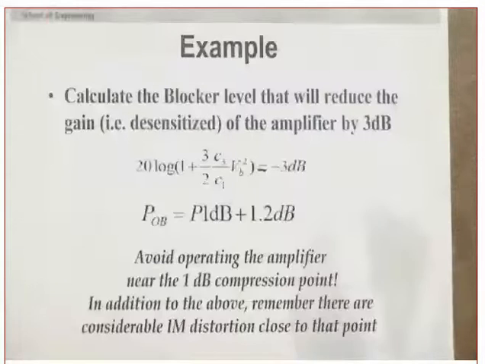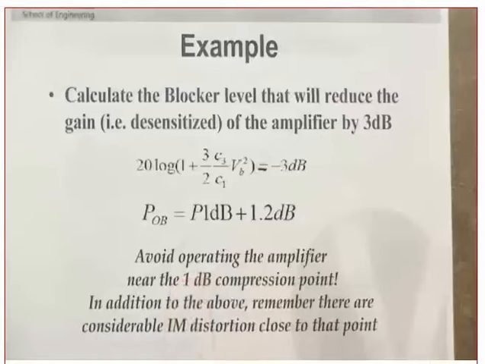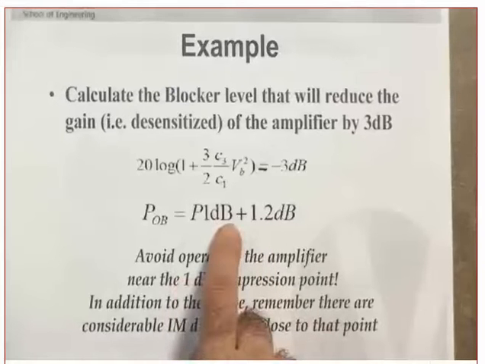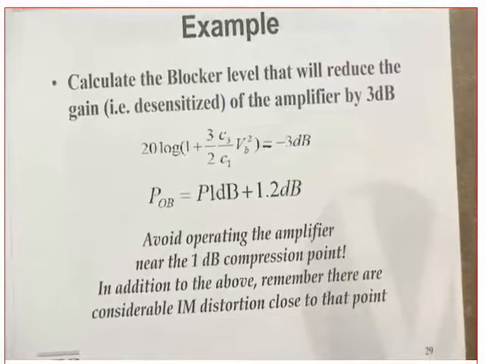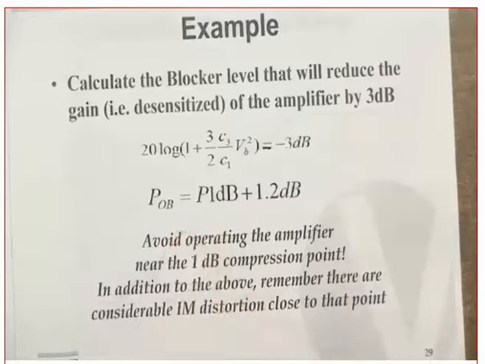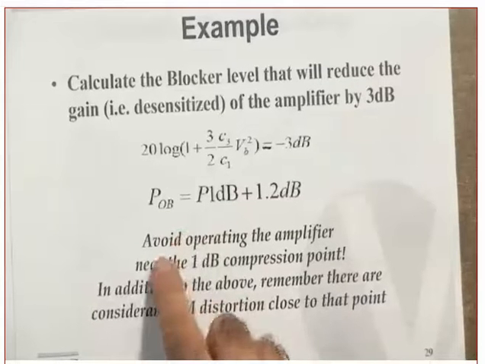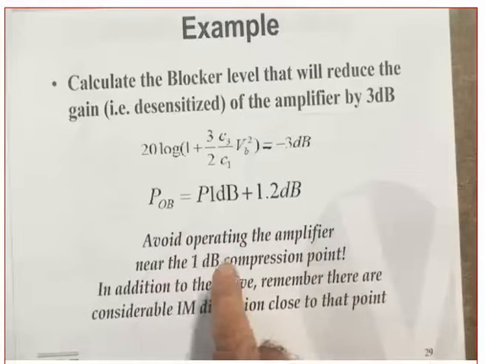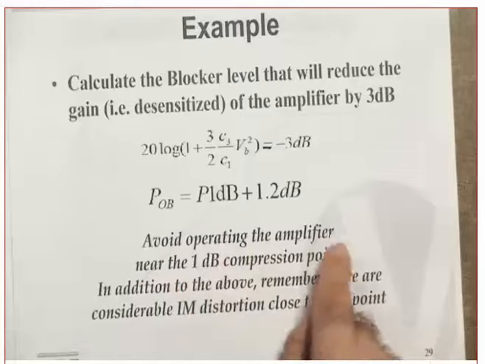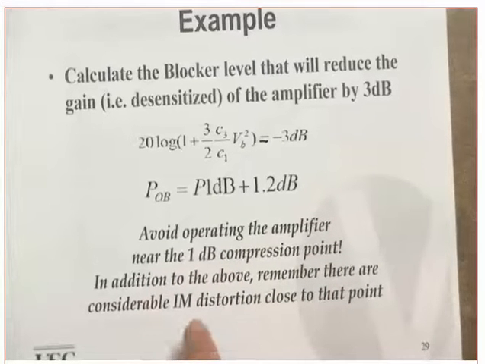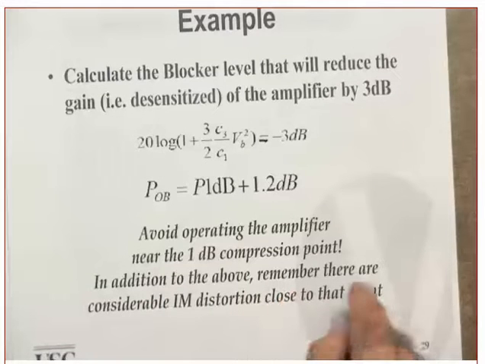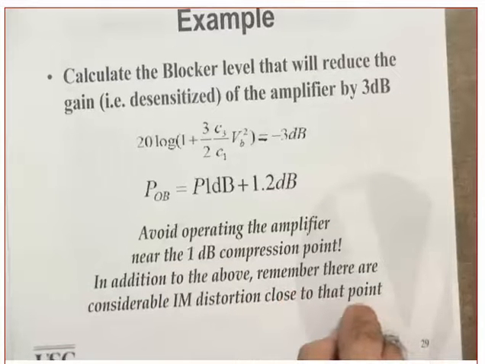This equation tells you that if it exceeds the 1 dB point by roughly 1 dB, it becomes a problem of the blocking. Clear? The B stands for block. So avoid operating the amplifier near the 1 dB compression point. In addition to the above, remember there is considerable IM distortion close to that point.